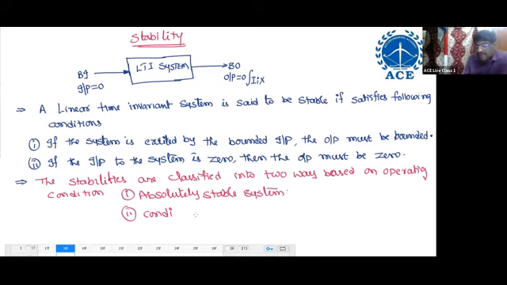Second one is the conditional stable system. First one is the absolutely stable system. So what does absolutely stable system mean?